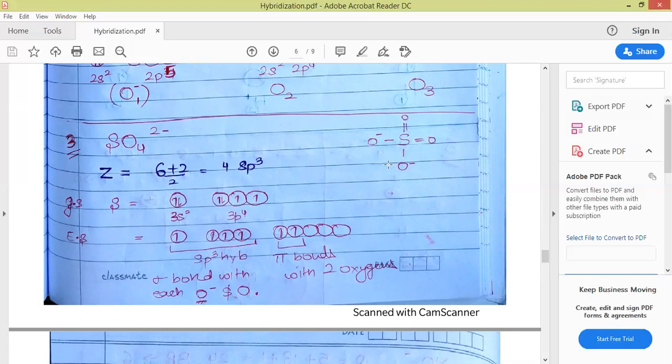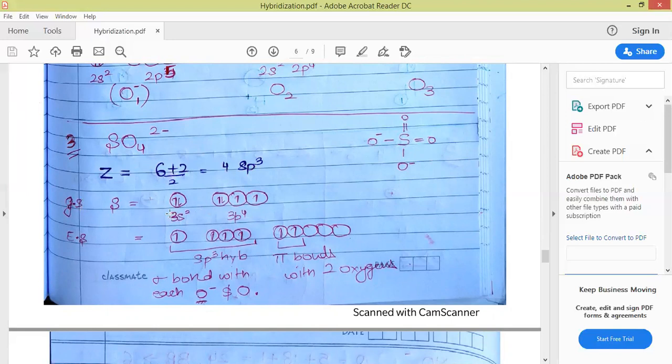Here, this is the most acceptable Lewis dot structure. I am expecting that you can easily draw this based upon the last video, where I have fully explained how to reach the most acceptable Lewis dot structure. From here we have calculated the value of Z, which comes out to be sp3. All the pairs are bond pairs. No lone pair is there.